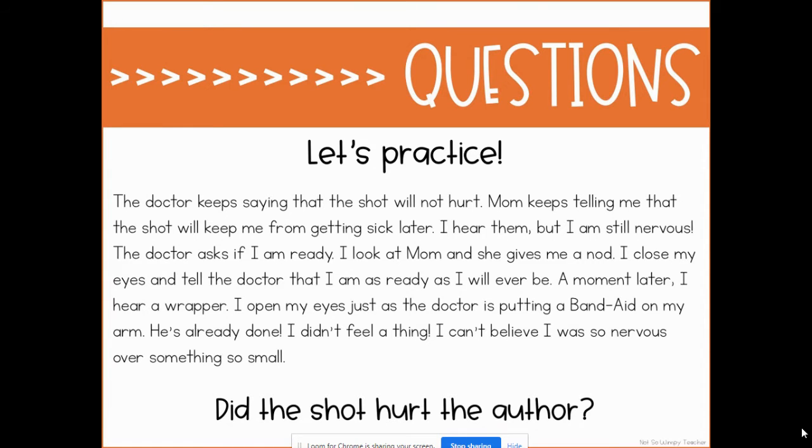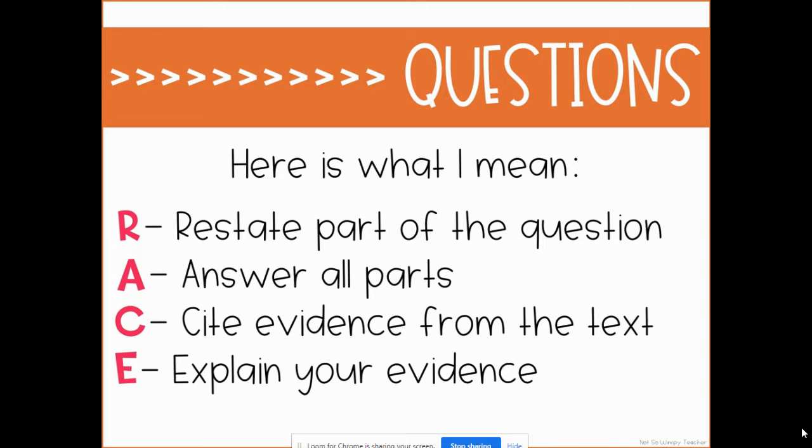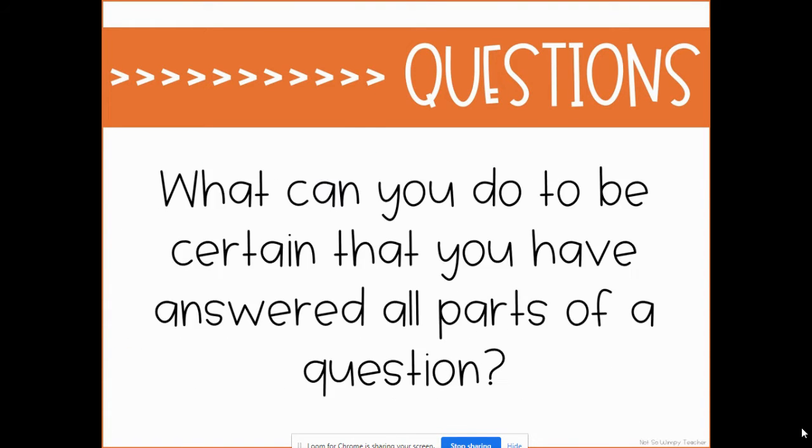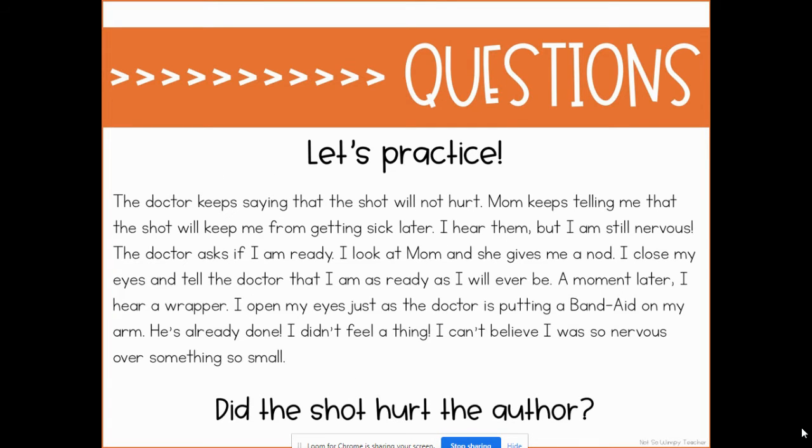All right. So did we answer all of our questions? Let's go back to RACE. We restate part of the question. We answer all parts, and we cite evidence from the text. Okay. So we've got that done for that one. Ask your partner another question that could be answered after reading the text. Since we're not together to do that, ask your partner another question that could be answered after reading the text. Let's do this part.